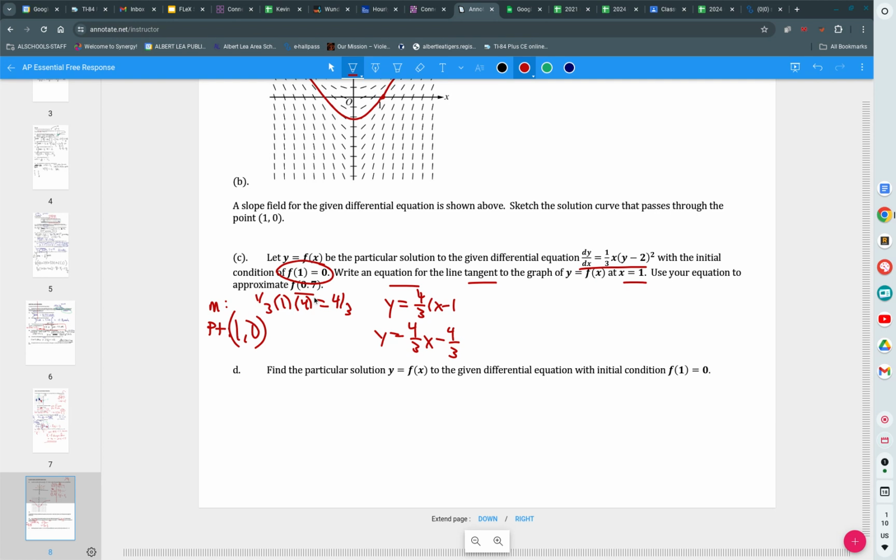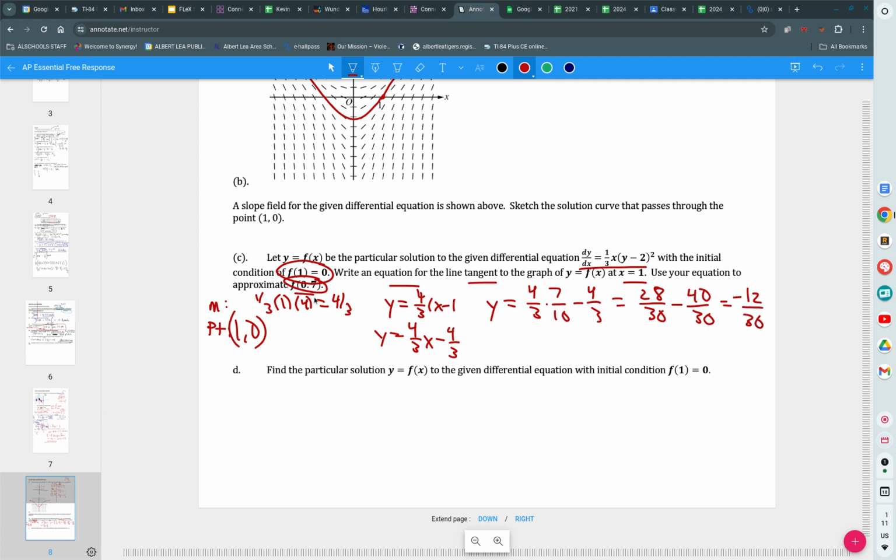-2 squared is positive. Positive 4. And now I'm going to approximate f of 0.7. So for x, I'm going to plug in 7/10. So y is equal to 4 over 3 times 7 over 10 minus 4 over 3. And if we multiply, we get 28 over 30 minus, I'm going to create common denominators, minus 40 over 30. And as you can see, I get a negative 12 over 30.